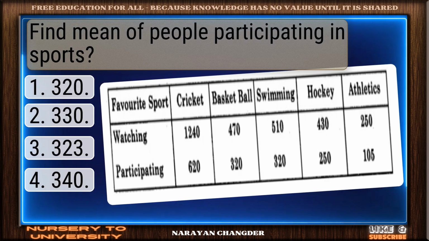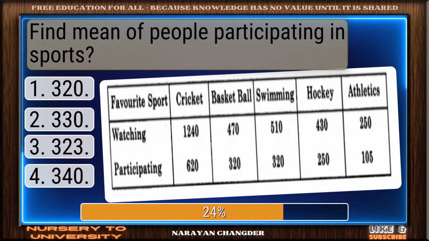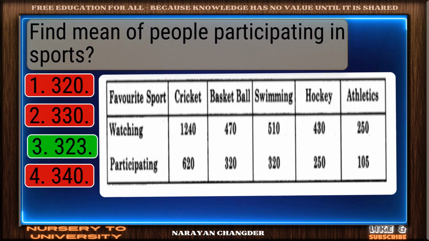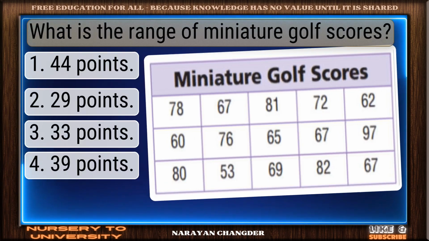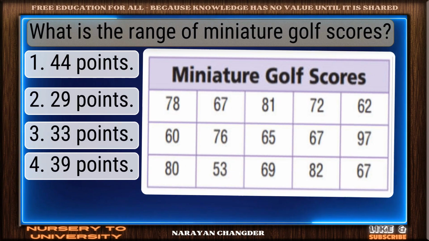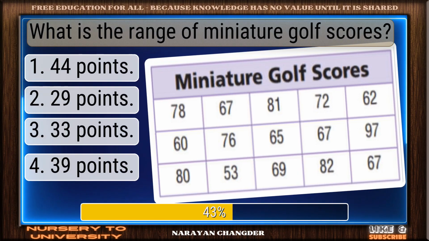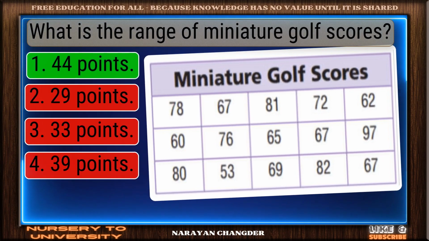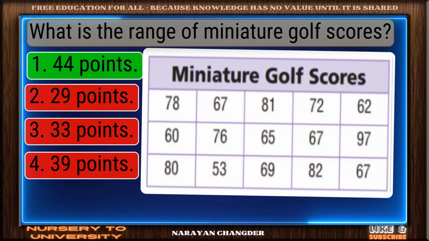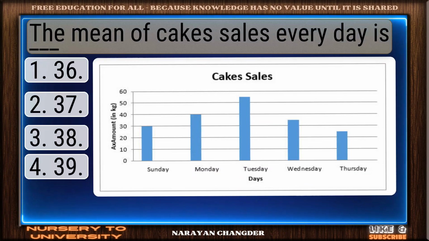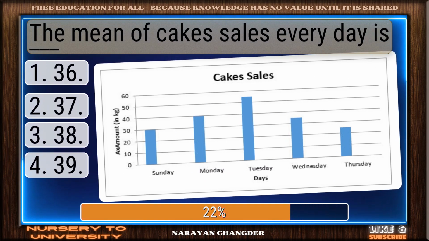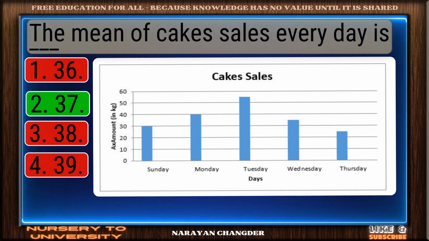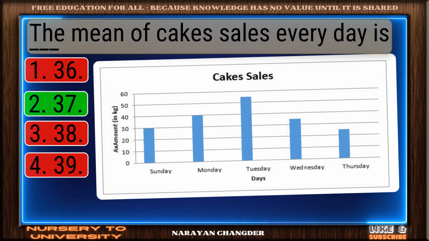Find mean of people participating in sports. Perfect. 323 is the correct choice. What is the range of miniature golf scores? You chose 44 points, and it is correct. The mean of cake sales every day is dash. Valid point. 37 is true.